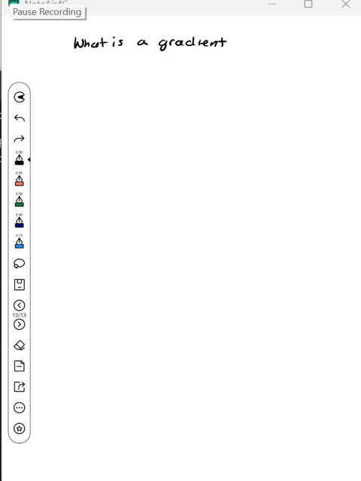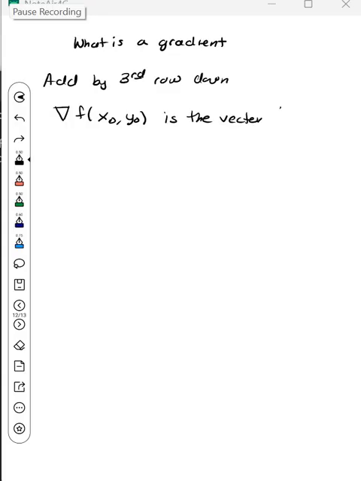On your sheet, add onto the table under gradient of f, it's the third row down. If I have the gradient of f at a point, so I plug in a value, it's the vector perpendicular. Does everybody understand that notation? That means perpendicular. Perpendicular to the contour curve.